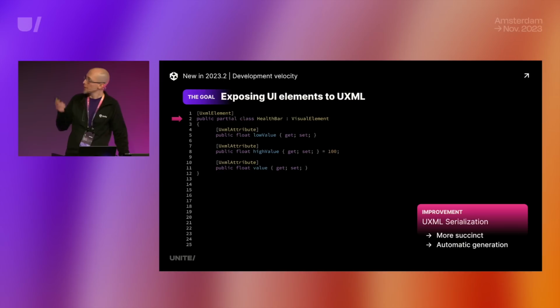And it requires the class to be marked as partial, because we're using a source generator. So when your code compiles, we detect all of those attributes, and we add new code to your classes that handles the serialization.